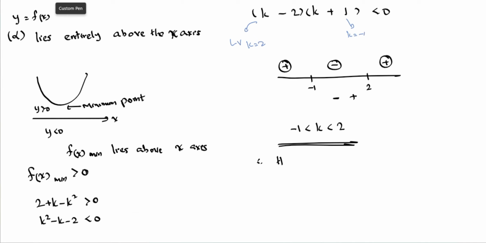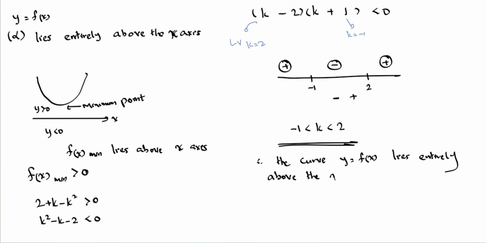Therefore, the curve or parabola or function y equals f(x) lies entirely above the x-axis if k is between these two values. Finalized. Okay, that is part alpha. Now they are asking beta, touch the x-axis at this point.